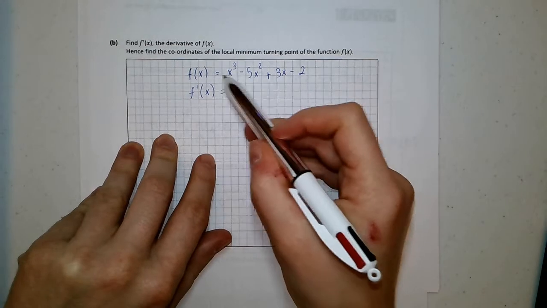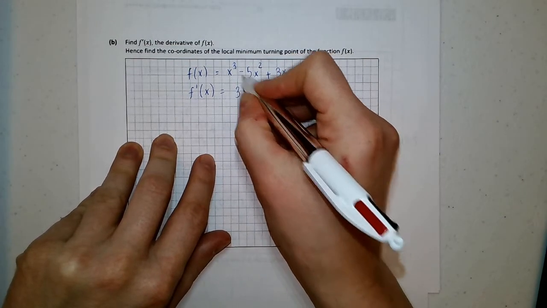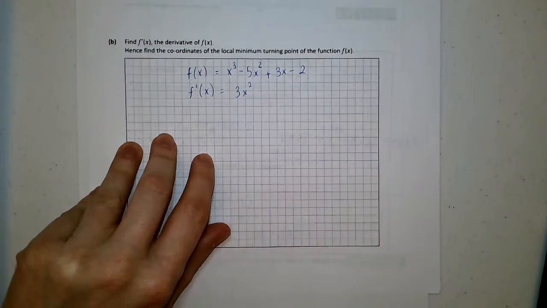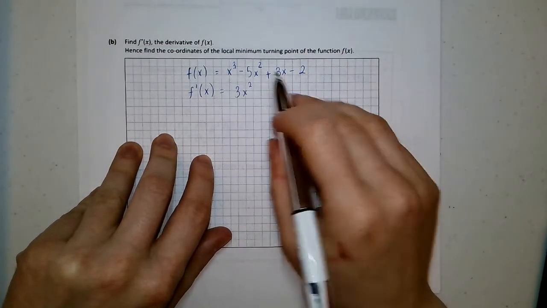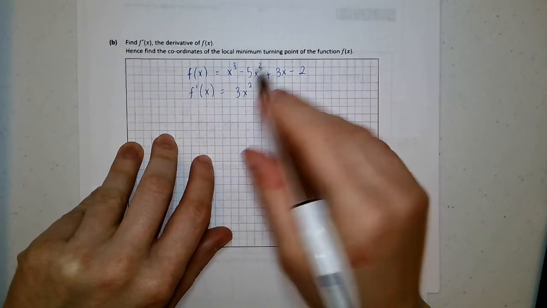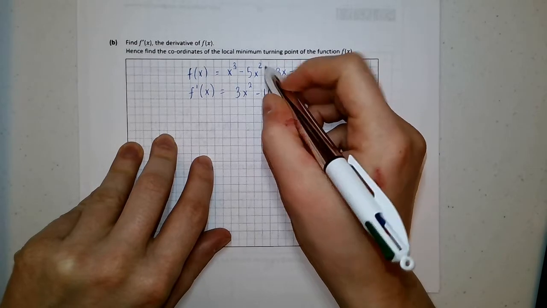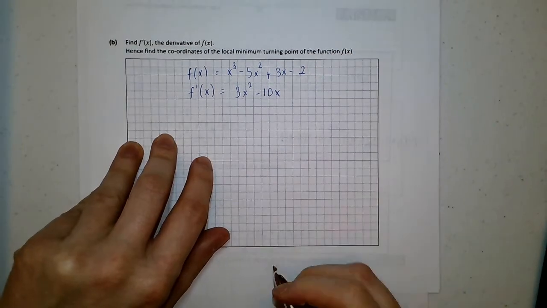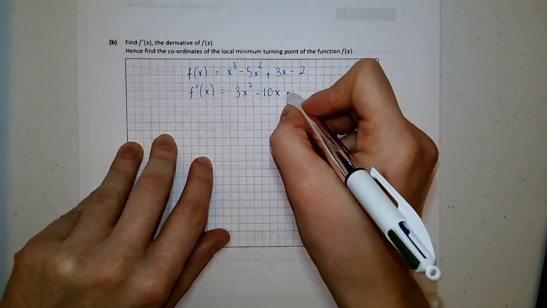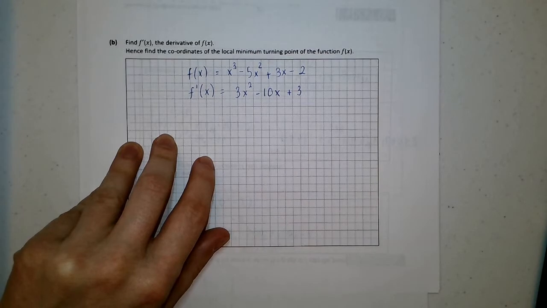So we multiply by the power, so multiplying by the power gives 3x, and then reduce the power by 1. Okay, and the same goes for this. Multiply by the power, 2 times minus 5 is minus 10, and reduce the power by 1, so 2 goes to 1. So just x to the power of 1, or just x. 3x differentiated is 3, and any constant differentiated is 0.